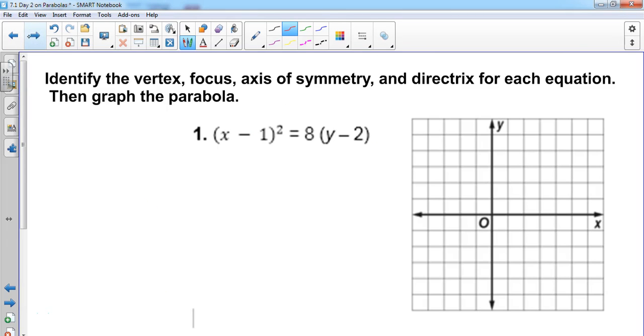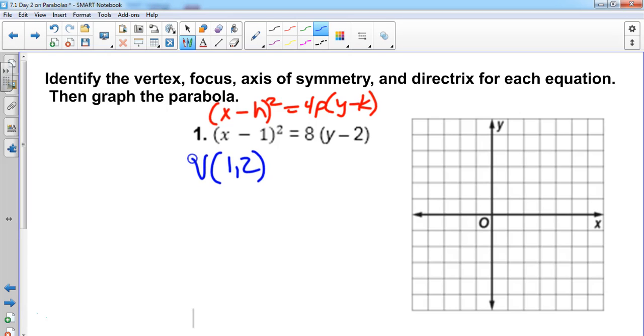All right, this one is a review from yesterday. If I write the form above it, it would be (x minus h) squared equals 4p times (y minus k). So what can you tell me? Journey, can you tell me one thing? Okay. Brenton, can you tell me one thing? How about just what p is? Look right here.